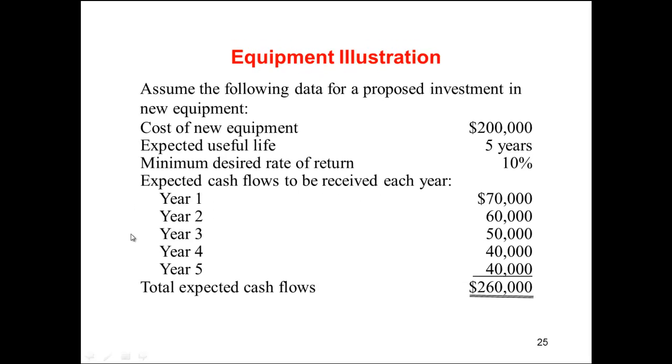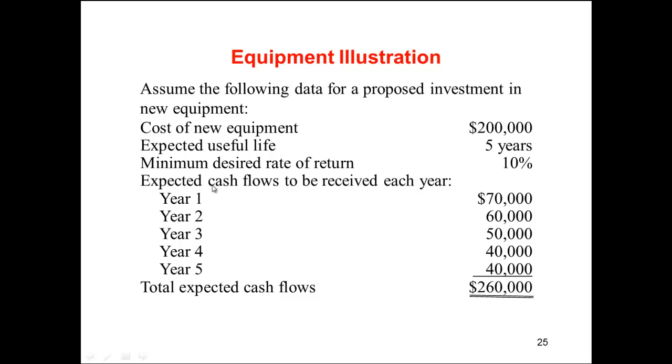So let's take a look here at some information and let's work a problem together. It says, assume the following data for a proposed investment in new equipment. The investment costs us $200,000. We're going to be able to use it for 5 years. The company has a minimum desired rate of return of 10%. Okay, so 10%, that's what they want to make. If we think it's going to earn less than 10%, we're not interested in messing with it. Okay, that's the minimum desired rate of return.